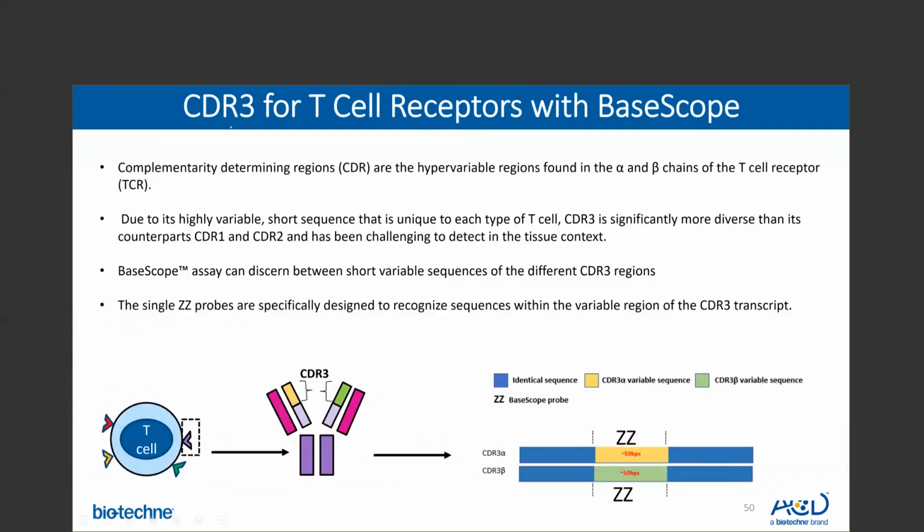For the first example, something that has become really important in the last decade is the development of engineered T-cell therapies. For this particular therapy, it's important to identify a specific clonal population of T-cells. And for this, you need to have a specific probe designed against the CDR3 sequences of the T-cell receptors. Using the BaseScope assay, we can design a specific CDR3 probe for your TCR of interest.